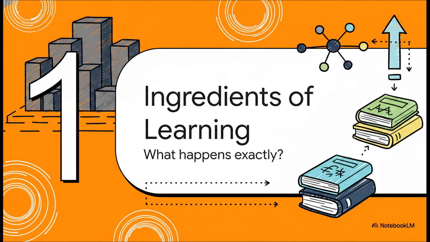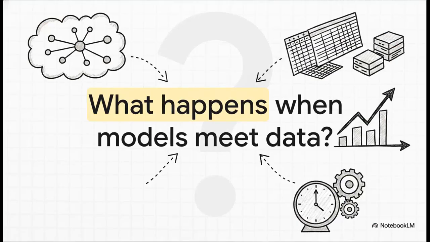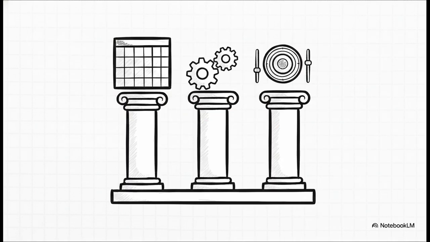Section 1. Ingredients of learning. What happens exactly? So I want to pose this overarching question to you right off the bat. What actually happens when models meet data? We throw that phrase around a lot, but fundamentally, what are the mechanics at play here? How does a computer look at a bunch of historical observations and just suddenly develop the ability to forecast the future? Well, it really boils down to three major components. Think of them as our three pillars.